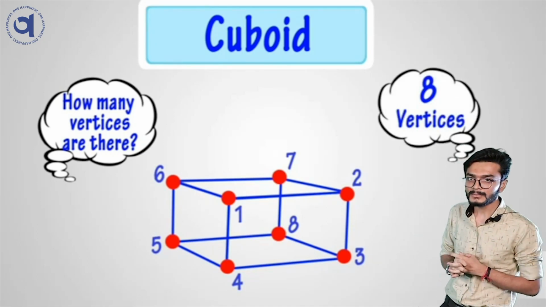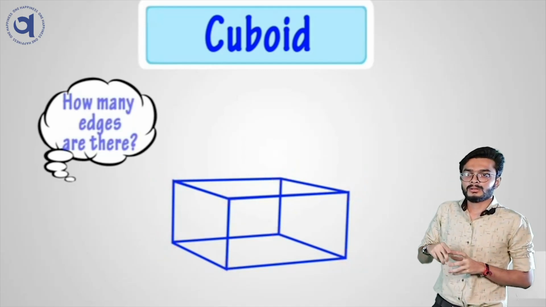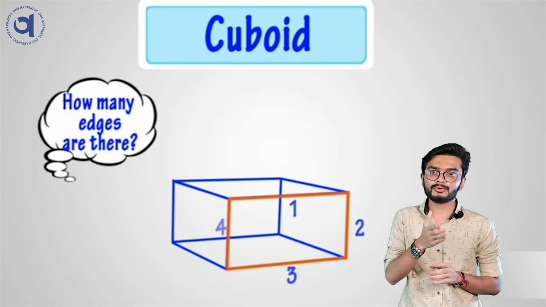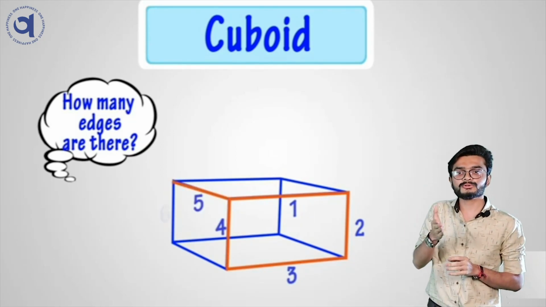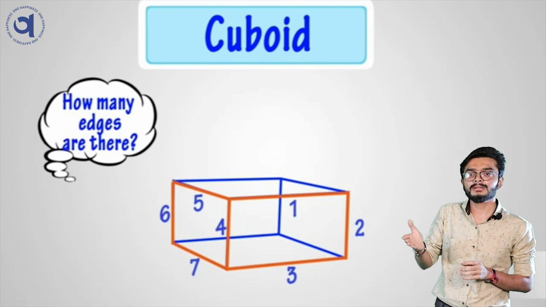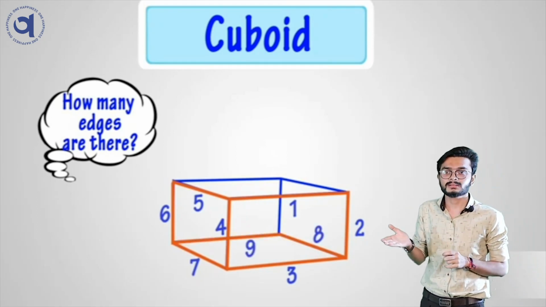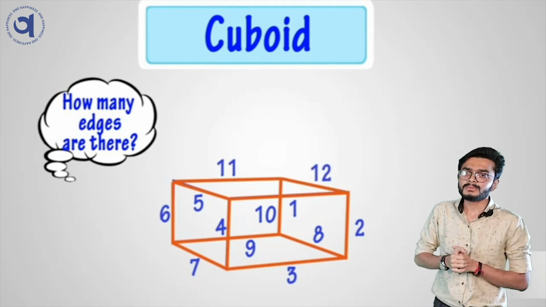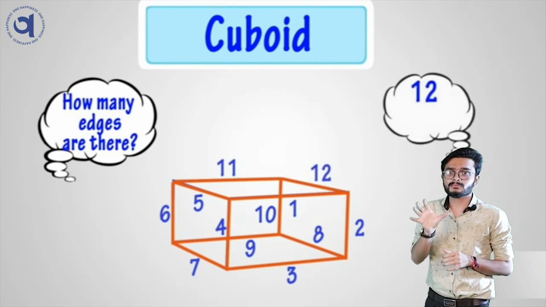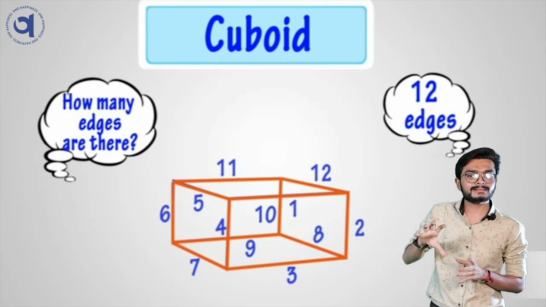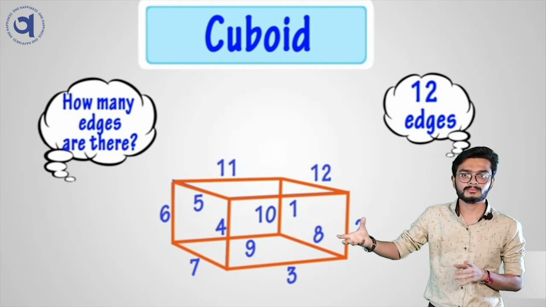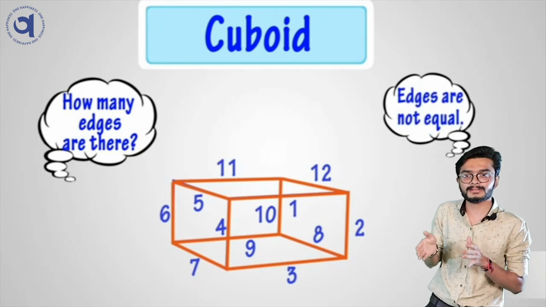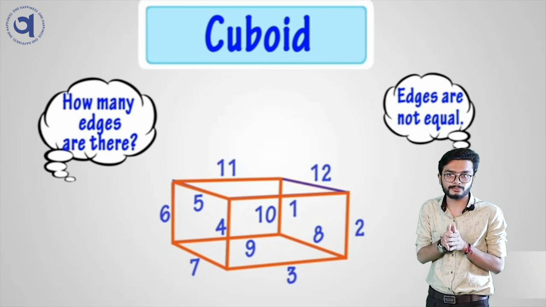Now, how many edges are there in the cuboid? So let us count total edges of the cuboid. It is also same as the cube. Total there are 12 edges present in the cuboid. But a small change is there. 12 edges are there, which is same as the cube, in the cuboid also. But the lengths of these edges are not equal.